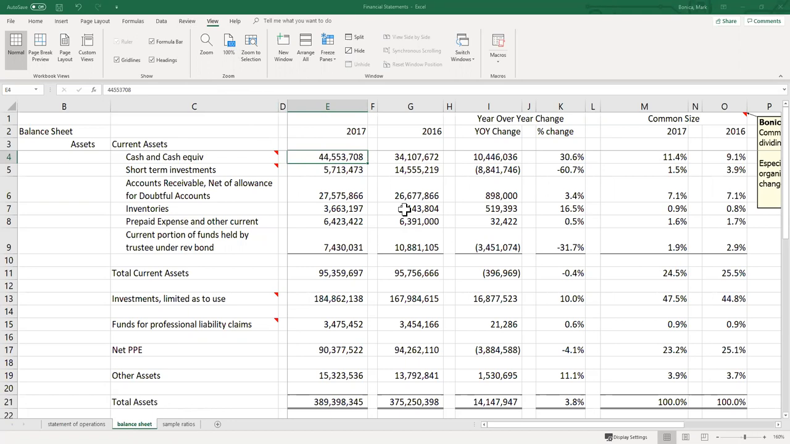Now, as I said in the previous video, the data in this video is from a real health system, a real not-for-profit health system. It includes a not-for-profit hospital, a multi-specialty physician group, a VNA, as well as a real estate holding company, and probably a couple of other cats and dogs. But what we're seeing here is the consolidated balance sheet. Like the other video, where I talked about the consolidated statement of operations, this represents multiple organizations rolled up into the parent organization.